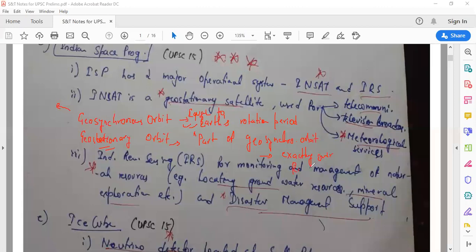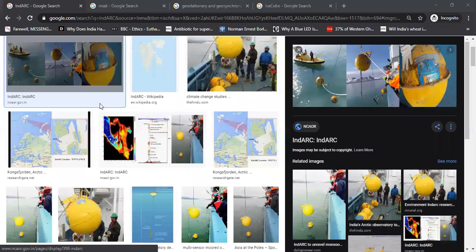That's why it feels like they're always stationary, and that's why it is called geostationary orbit. So you can say that all geostationary orbits are geosynchronous orbits, but not vice versa. Not all geosynchronous orbits are geostationary orbits. Now, if you want to see what a geosynchronous orbit looks like, we can also do that. Now, see, this was the IndARC thing. Now let's try to look at geostationary and geosynchronous orbit.